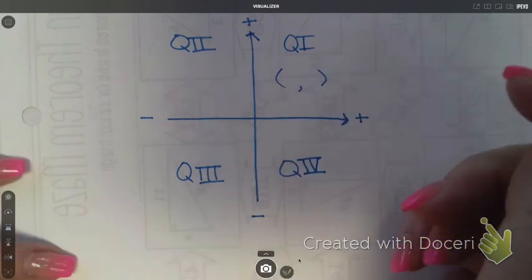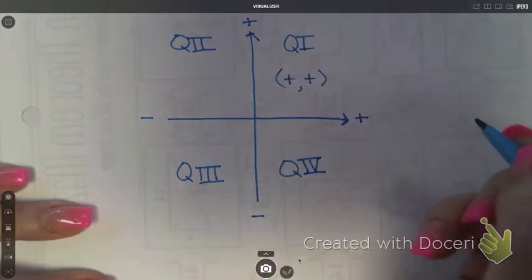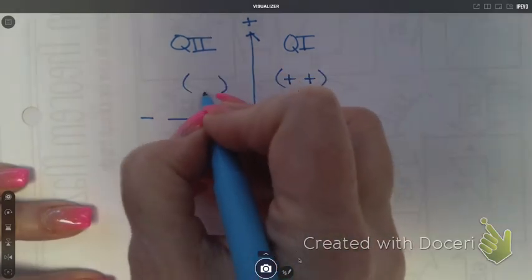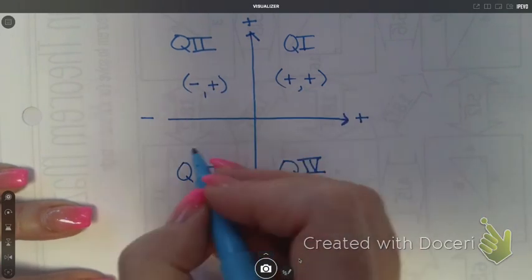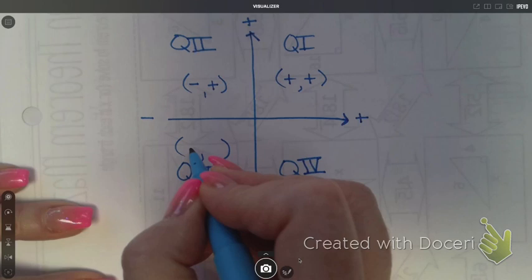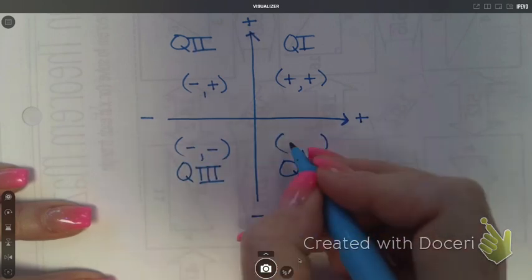Plus, plus. In quadrant II, minus, plus. In quadrant III, negative, negative. In quadrant IV, plus, negative.